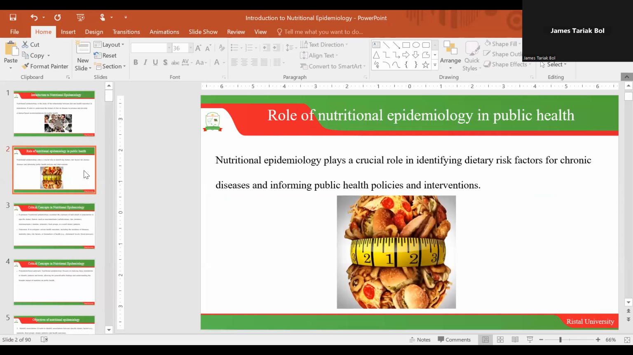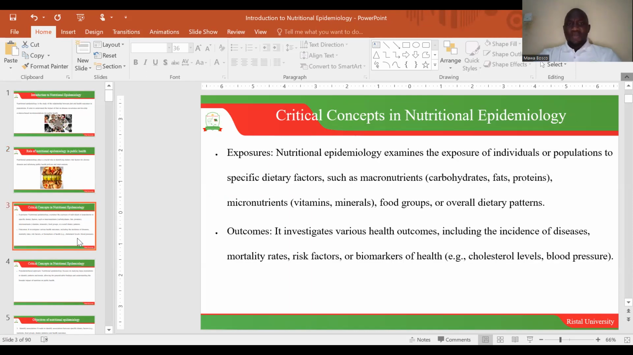So we understand that we have conditions that are associated with diet, and if we understand them and what dietary factors are resulting in them, then we can institute control measures in terms of policies, fortification, and a number of interventions that we can put in place. Throughout this presentation, we shall be talking about certain concepts that you should be aware of.